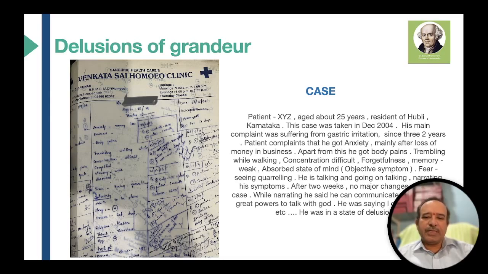He also had fear on seeing people quarreling, and he wants to be alone. He never likes to be in company; company aversion is there. His sleep was normal. In dreams, he said he used to dream of God, and also see some temples. He also had some religious affections.